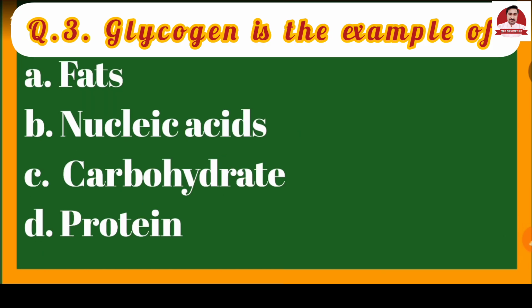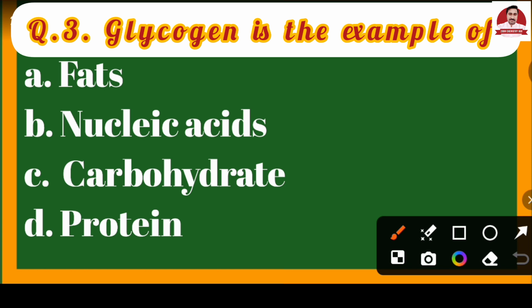Next question number 3. Glycogen is the example of option A fats, option B nucleic acids, option C carbohydrates, and option D protein. So the answer is carbohydrates because glycogen is made up of carbohydrates.